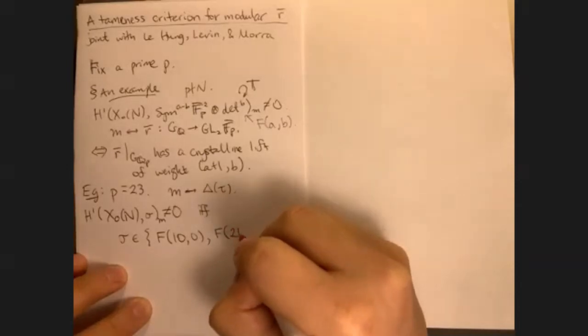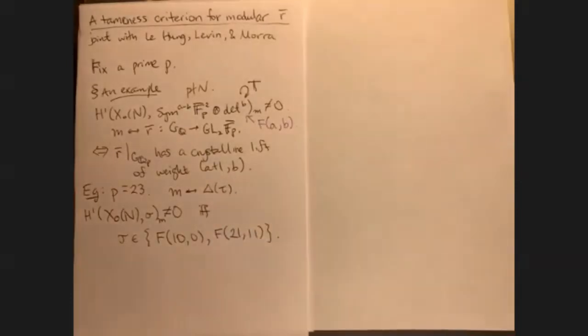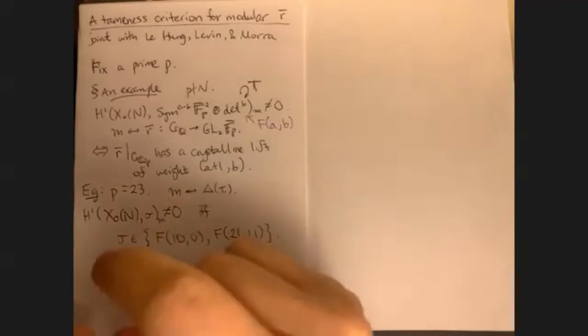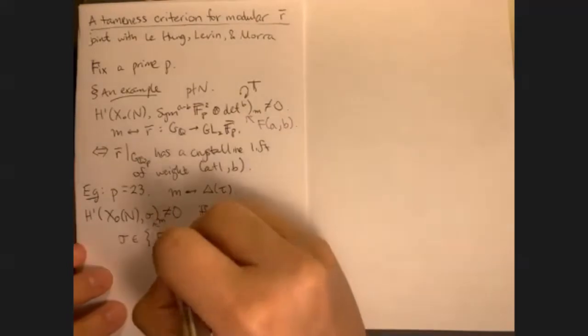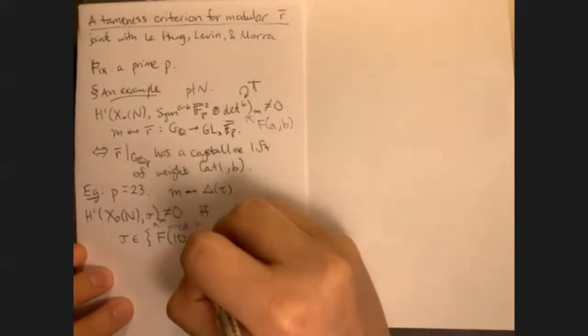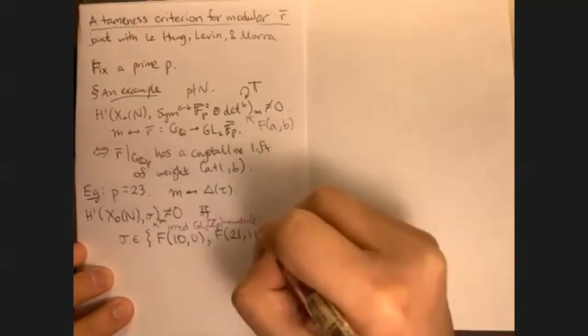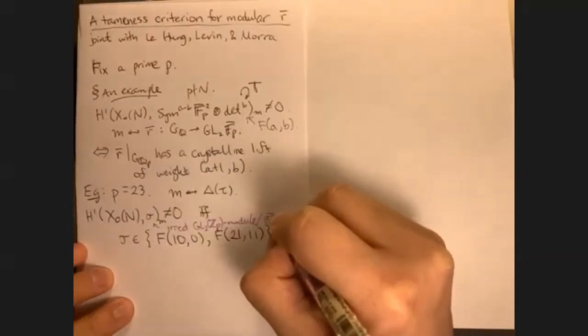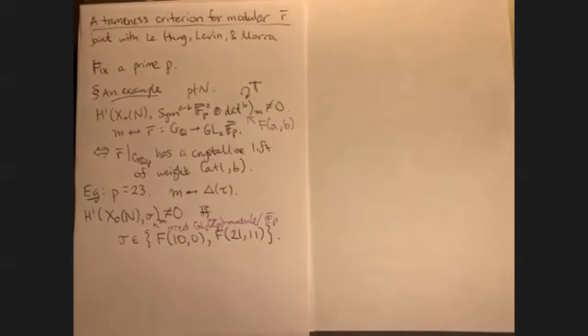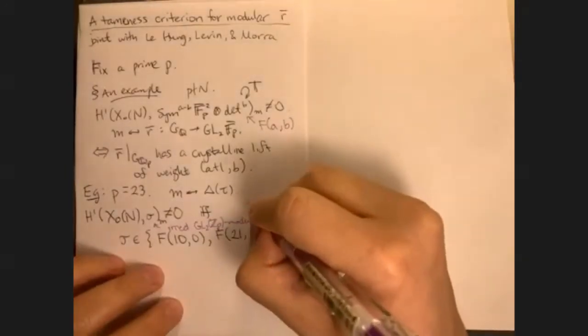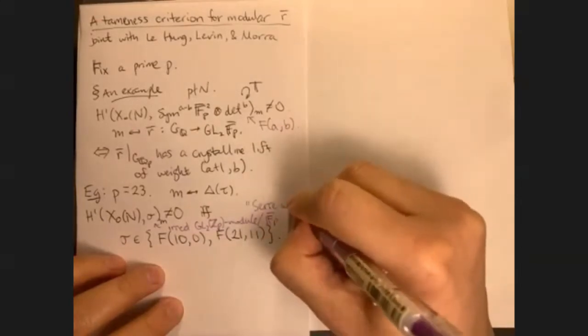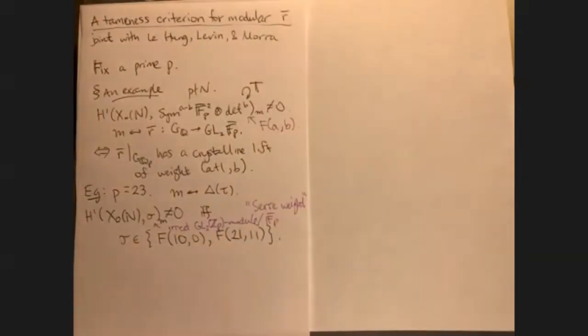So these two local systems, sigma is an irreducible GL2 F_p-module over F_p-bar, and I'll call such a thing a Serre weight.